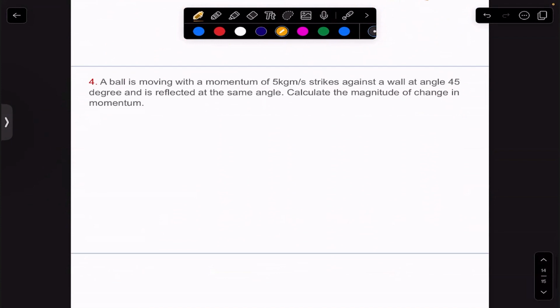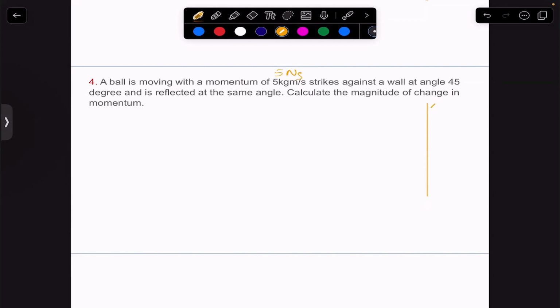Now the next question. A ball is moving with a momentum of 5 kilogram meter per second, or 5 Newton second, strikes against a wall at an angle of 45 degrees and is reflected at the same angle. Calculate the magnitude of change in momentum. Okay, so how to find that?